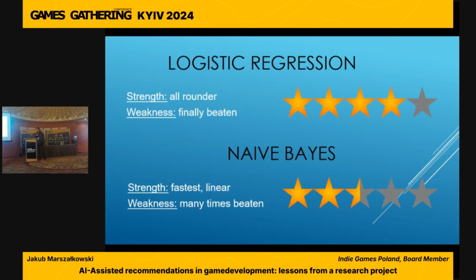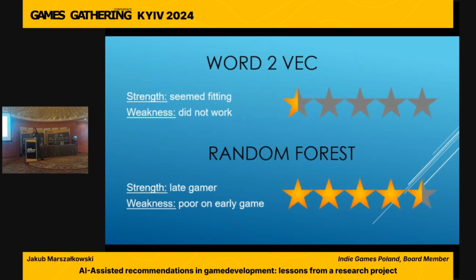Honorable mention probably should go to naive Bayes, because it was giving quite decent results, even if it was the fastest algorithm, and in many cases we could run it in linear complexity. But it was not giving the best results. It was good for some quick checks. It was good for testing. We had better results with other algorithms.